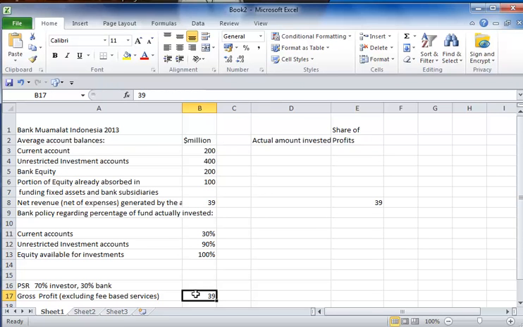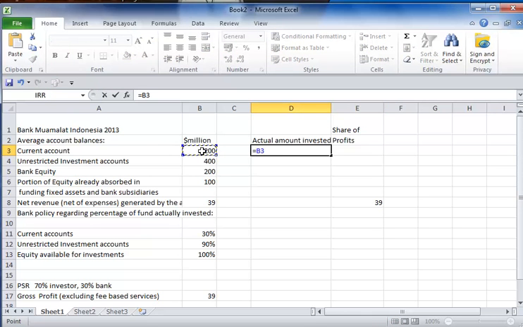So how do you get the amount of profit? This is the amount, 39 million, which we have to allocate between the sources. You will have to apportion this 39 million over these deposits in the ratio of the actual amount invested. So for example, for the current account, the actual amount invested is 60 million, divided by the total amount invested, multiplied by the 39 million.